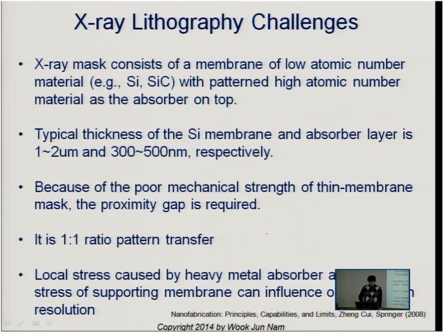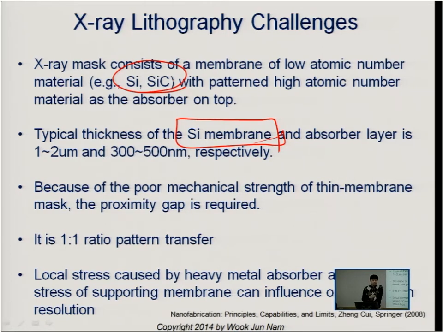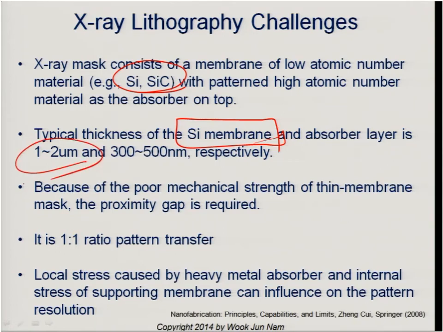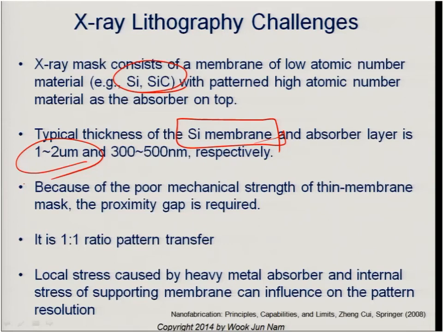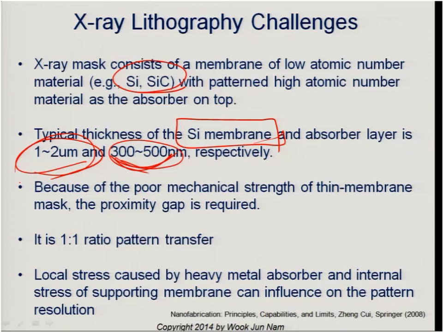So that's tough. Another problem is that the low atomic number material, normally silicon or silicon carbide, is a membrane. We are talking about a 1:1 ratio, so if your wafer is an 8-inch wafer, your mask also should be 8 inches. But the membrane material's thickness should be between 1 to 2 micrometers to have good transmittance, and the high atomic number material's thickness is about this. Just imagine how mechanically fragile your mask would be. You would never be able to do contact lithography because it would break your very expensive mask.